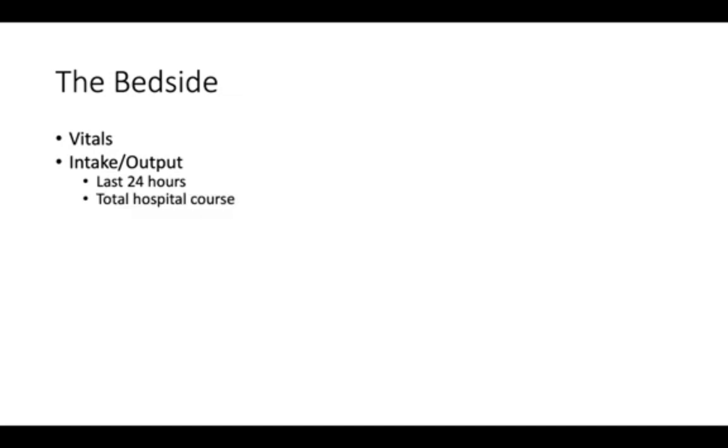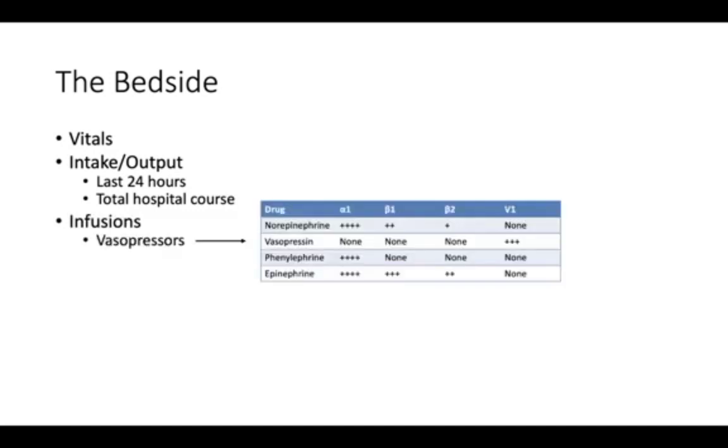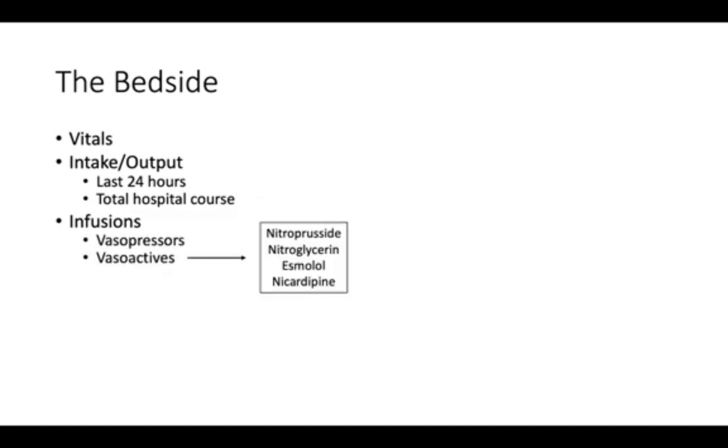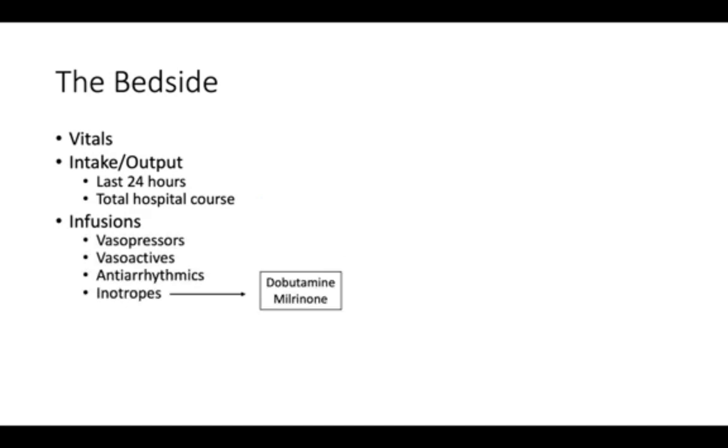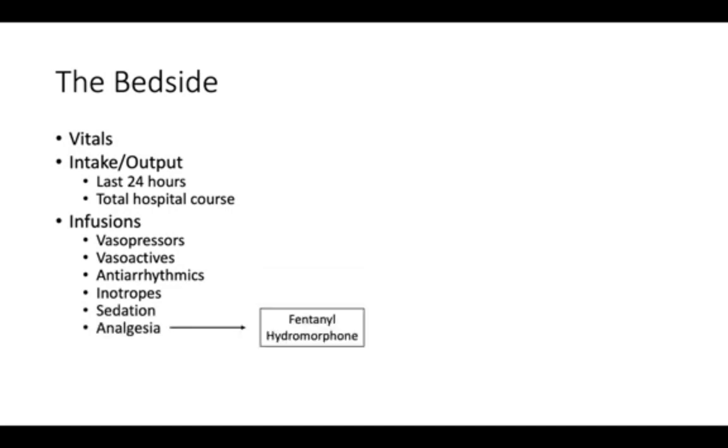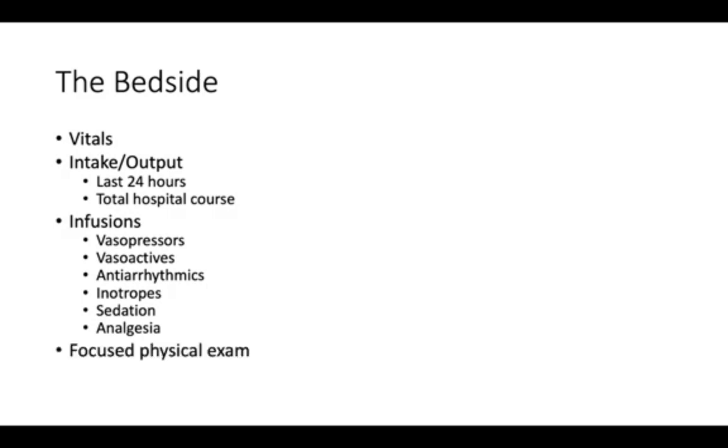After intake and output, report the current infusions if they have not already been discussed in the vitals. Examples of infusions include vasopressors, other vasoactives, antiarrhythmics, inotropes, sedation, and analgesia. Finally, the bedside portion of the objective ends by reporting a focused physical exam.